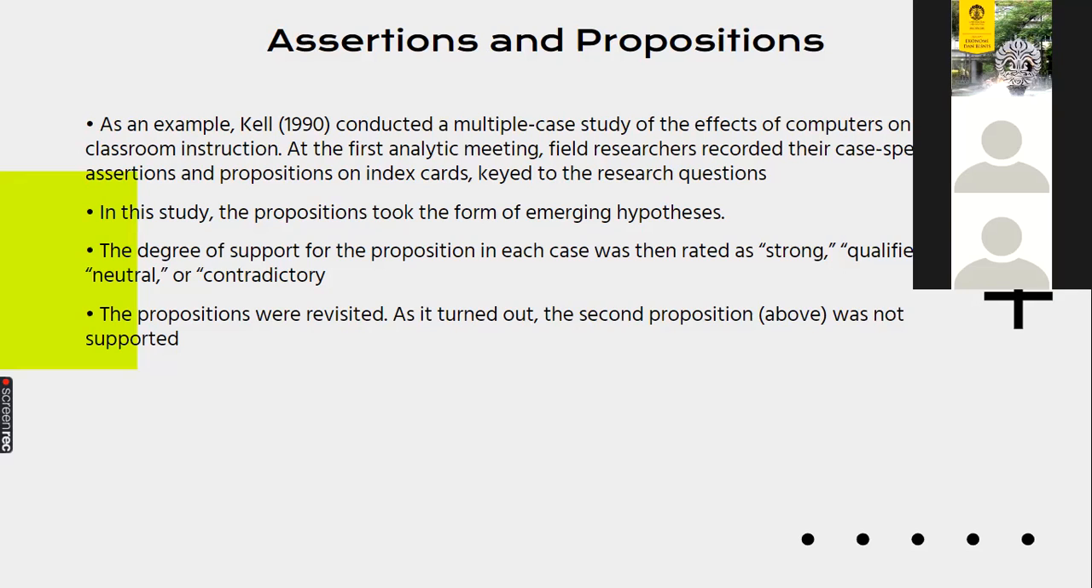After the next wave of data collection, which attended to missing data, the proposition was revisited. For a matrix showing each teacher at each site, column entries include the data that support the proposition and the data that didn't. As it turned out, the second proposition, that individual learning and self-direction are promoted through computer use, wasn't supported. At the end, the propositions were tested further with other data sources, and cases that didn't fit the patterns were re-examined carefully. Next slide.